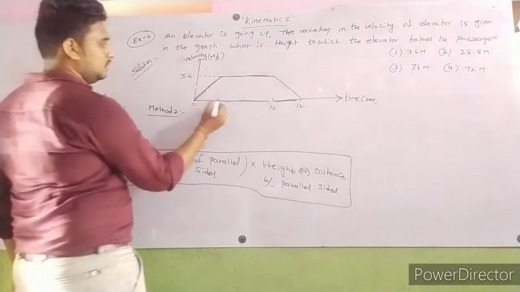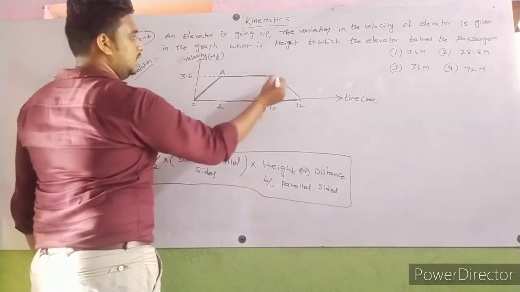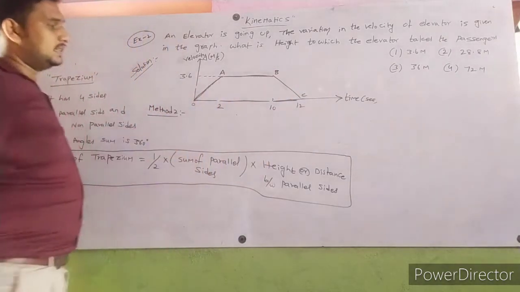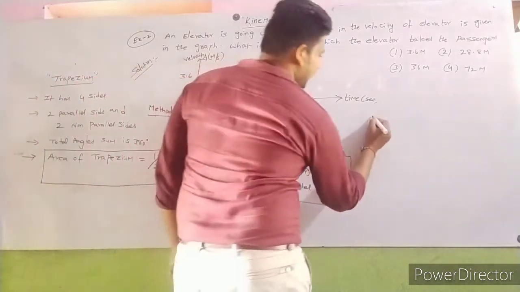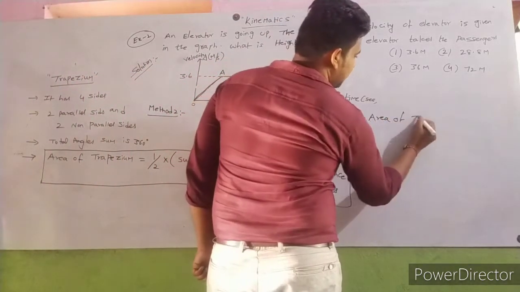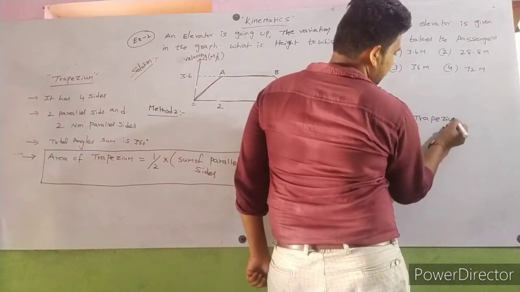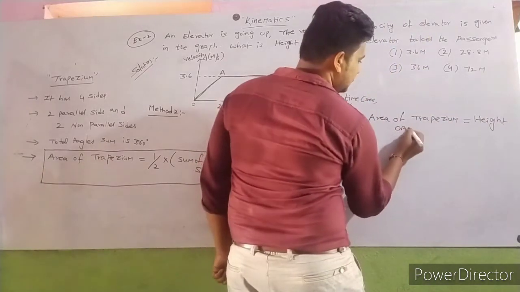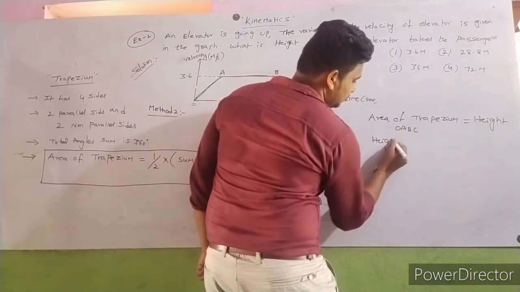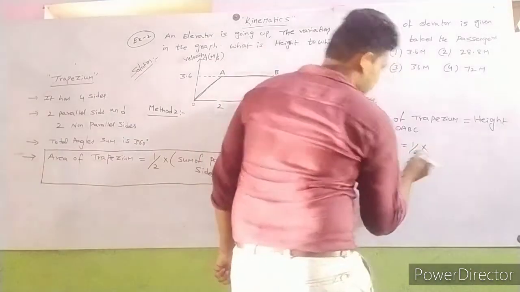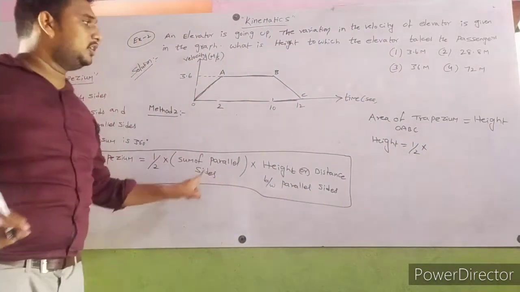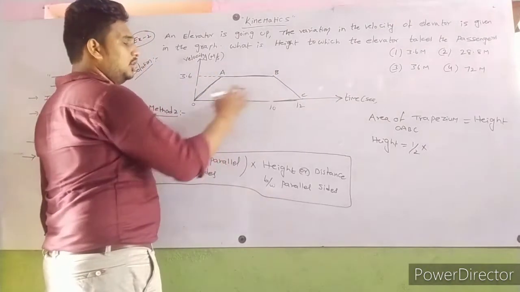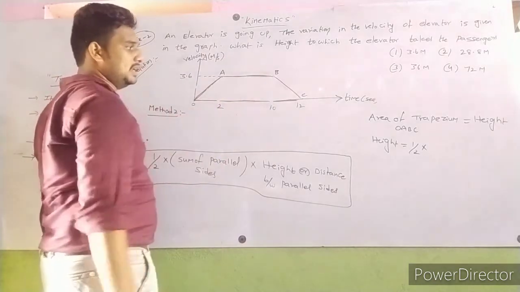O, A, B, C: is it a trapezium or not? So apply the area of trapezium directly and we get the answer. Area of trapezium OABC is equal to half into the sum of parallel sides into height. AB is one parallel side, OC is the other parallel side, and OA and BC are the non-parallel sides.